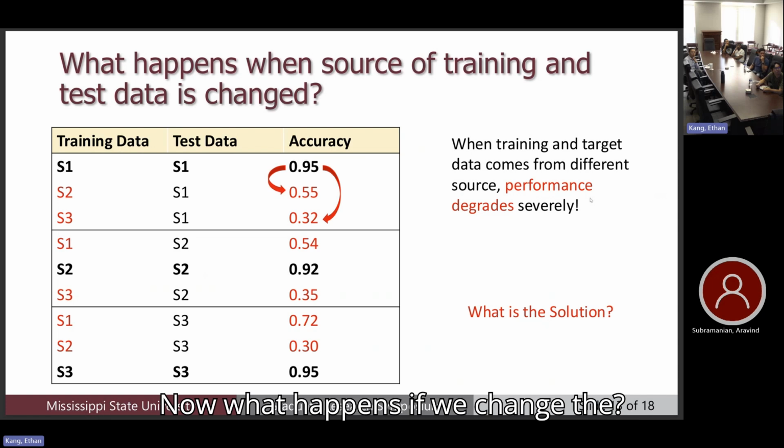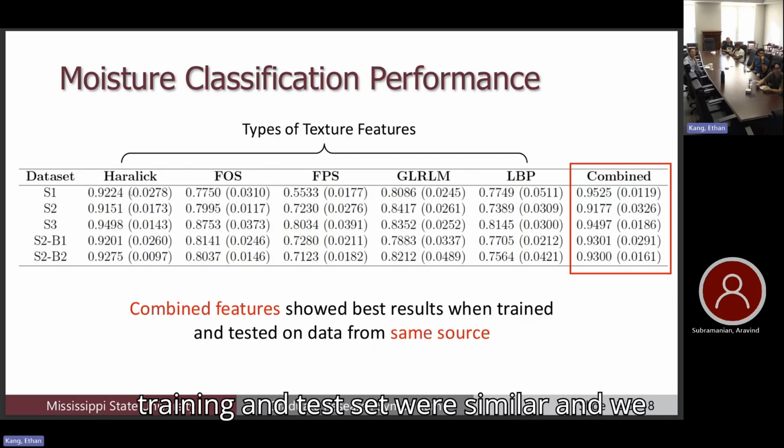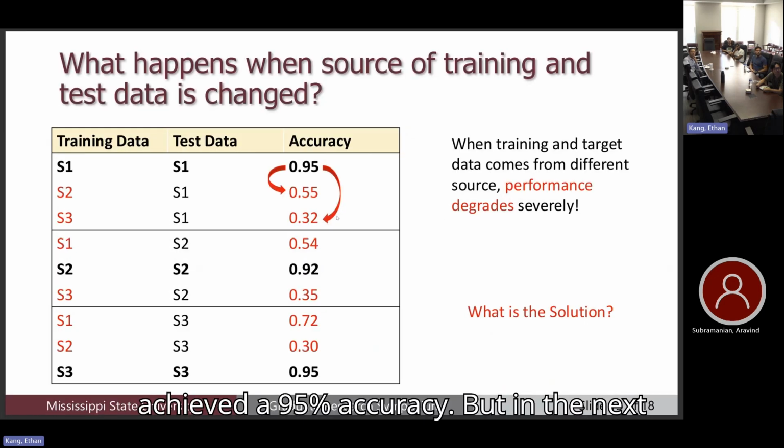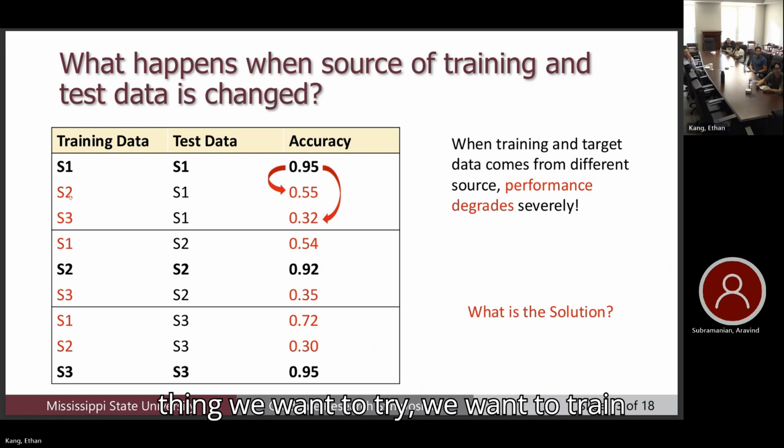Now, what happens if we change the source of the training data and testing data? As you can see here, our training and test set were similar and we achieved a 95% accuracy. But in the next thing we want to try, we want to train the model with source 2 wood chips, but we want to test that on source 1. And as you can see, we have a pretty huge drop in terms of accuracy. From 95, we're getting 55 and 32.